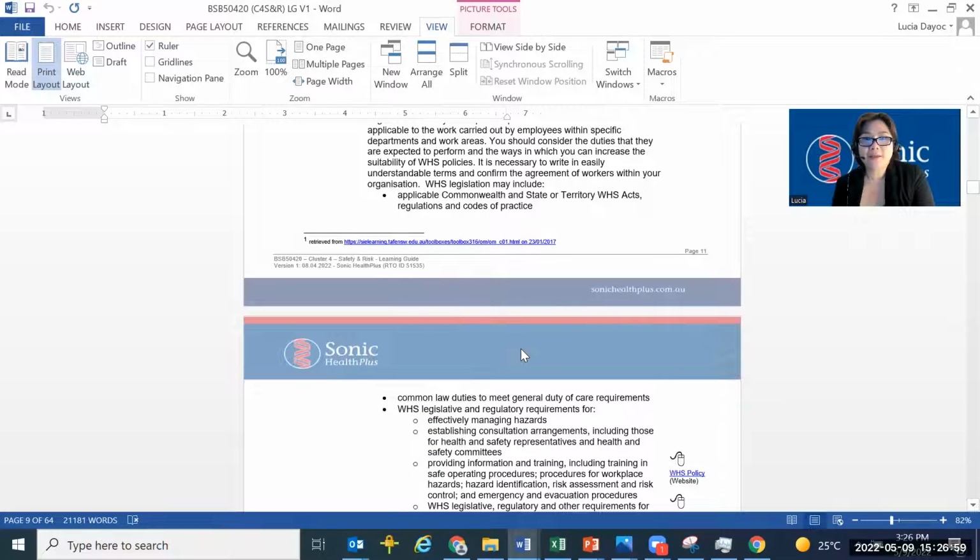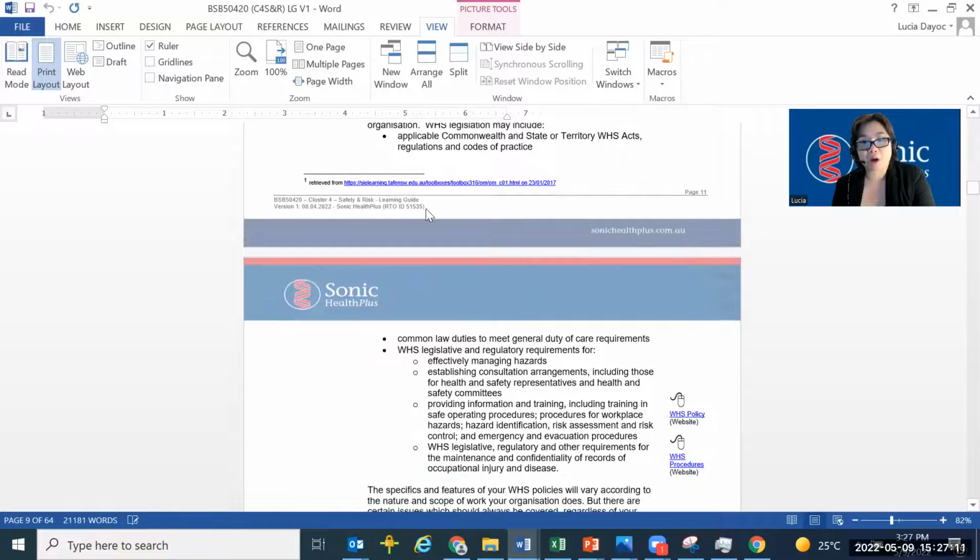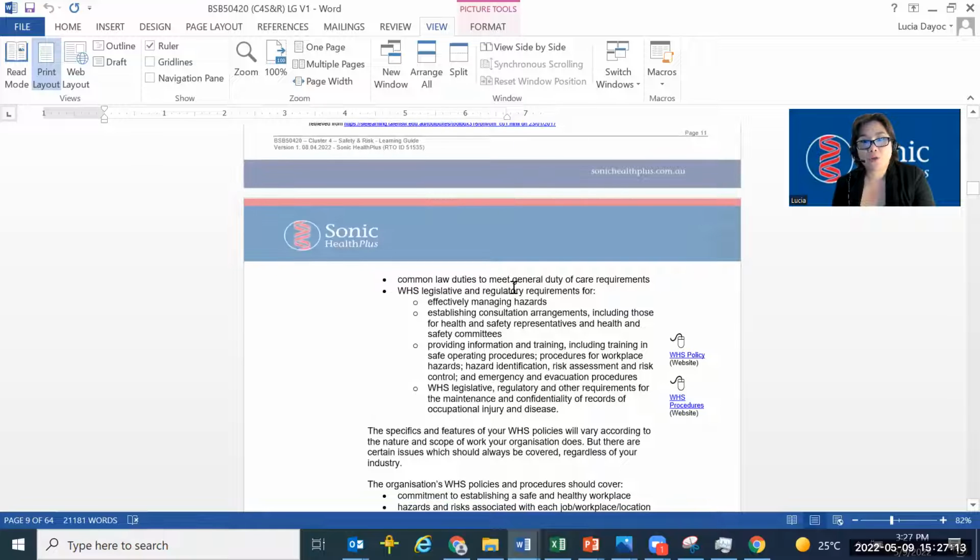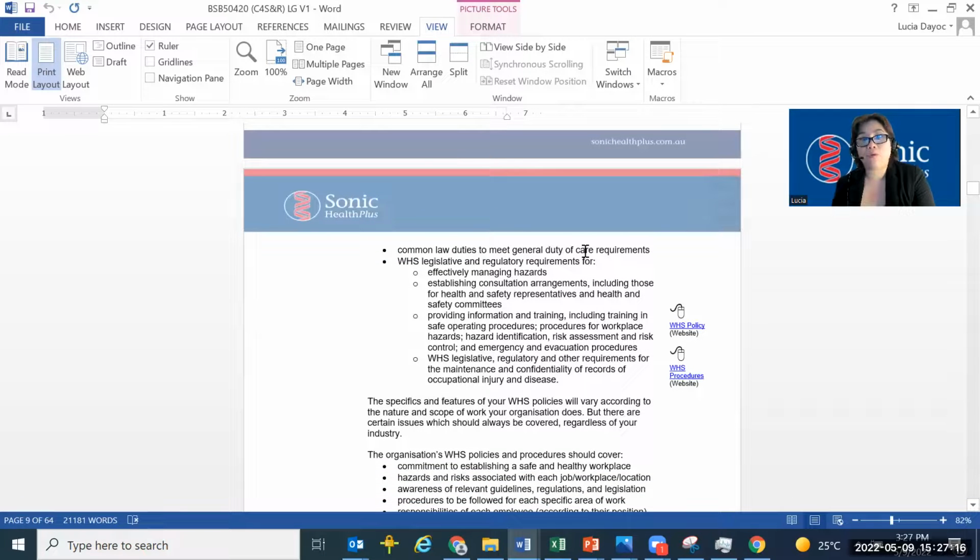So work health and safety legislation may include the applicable Commonwealth and state or territory work health and safety acts. We've got the regulations and codes of practice. We have common law duties to meet general duty of care requirements. And we have work health and safety legislative and regulatory requirements for these ones. So let's be very specific. We've got effectively managing hazards. We have establishing consultation agreements or arrangements.